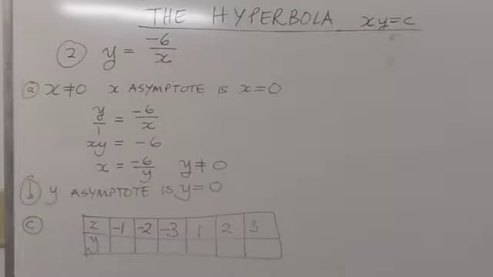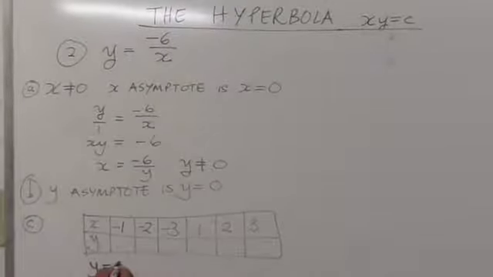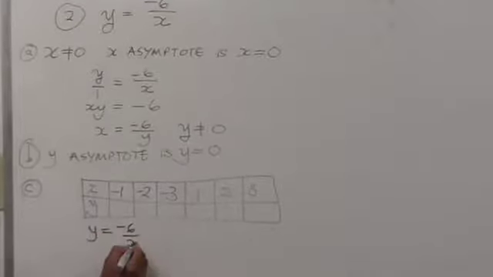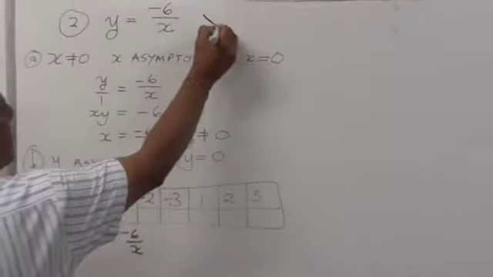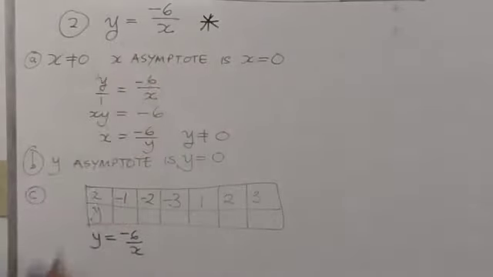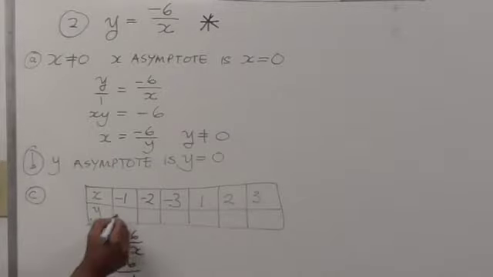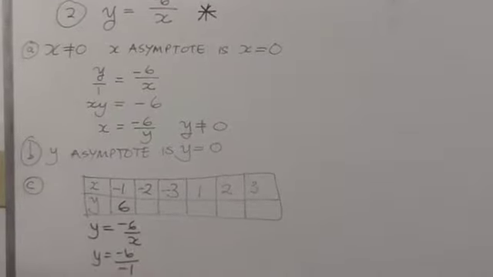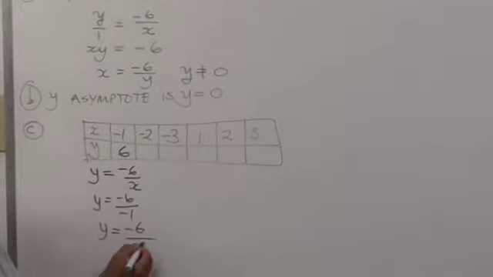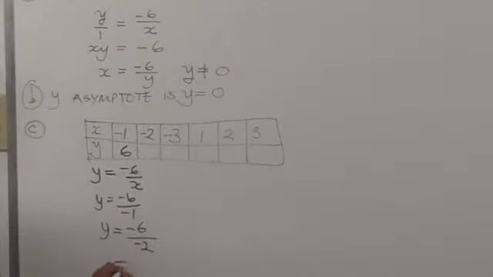Alright, let's see. We want to find the ordered pairs. So you're going to take y is equal to -6 over x, right? You are using this for substitution. That's your graph. So if you put -1 here, y is equal to -6 divided by -1, you'll end up with 6. When you substitute y is equal to -6 divided by -2, you will end up with +3.